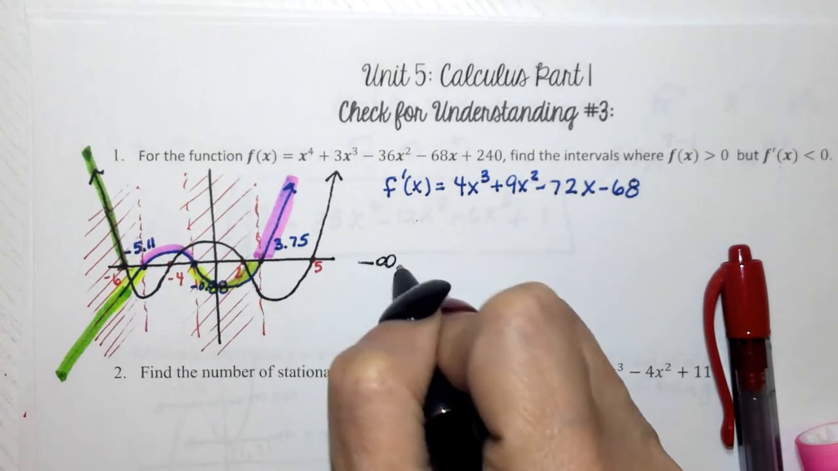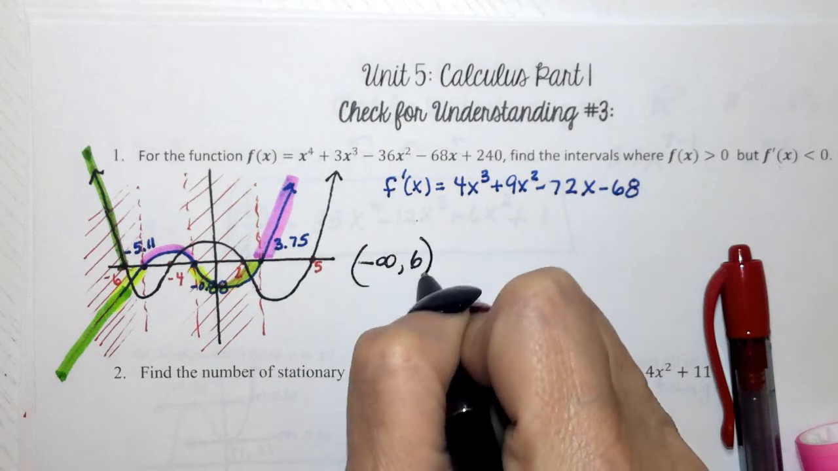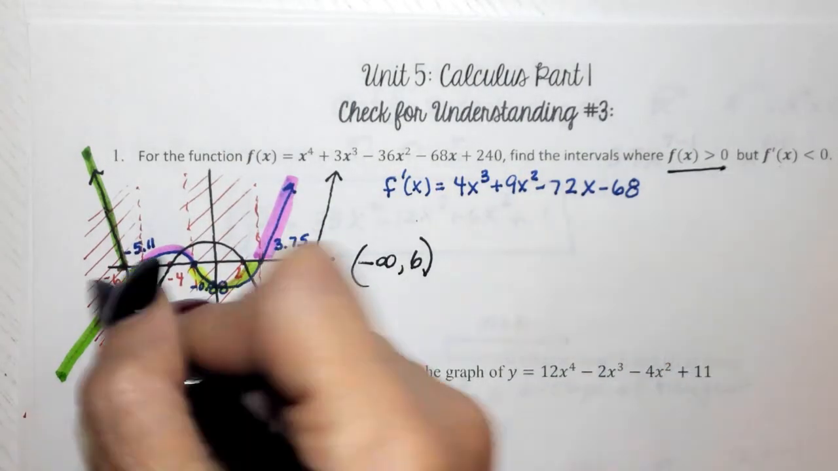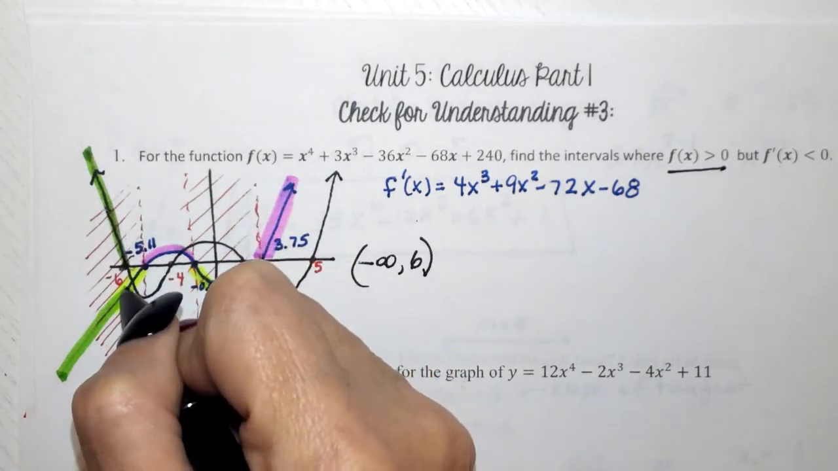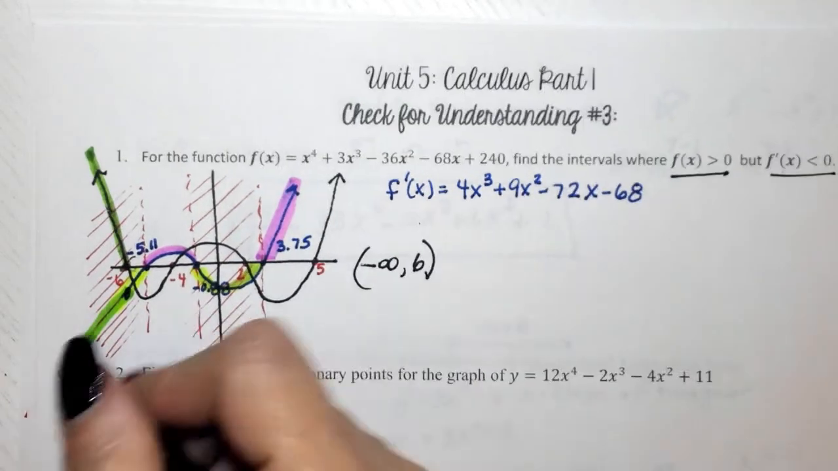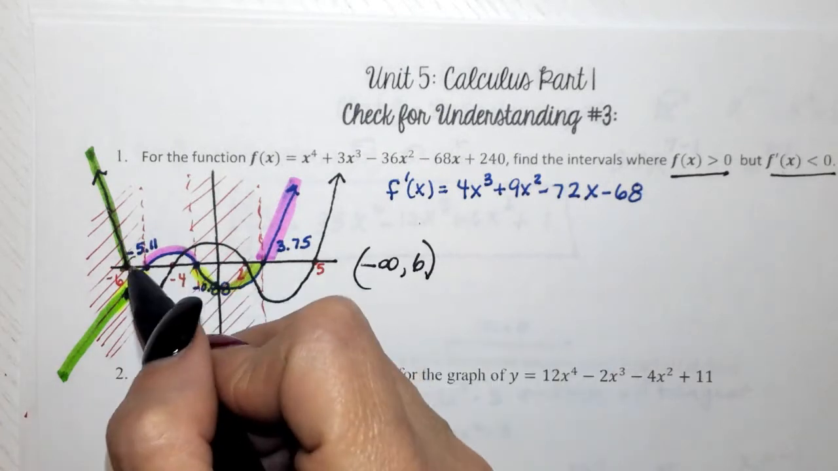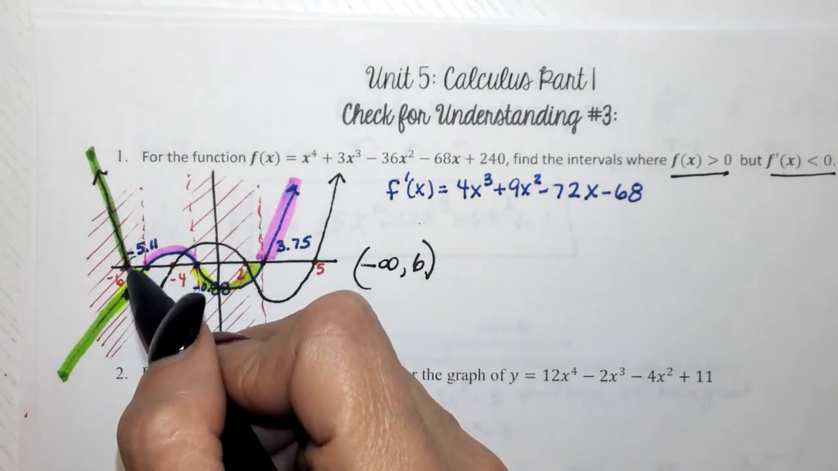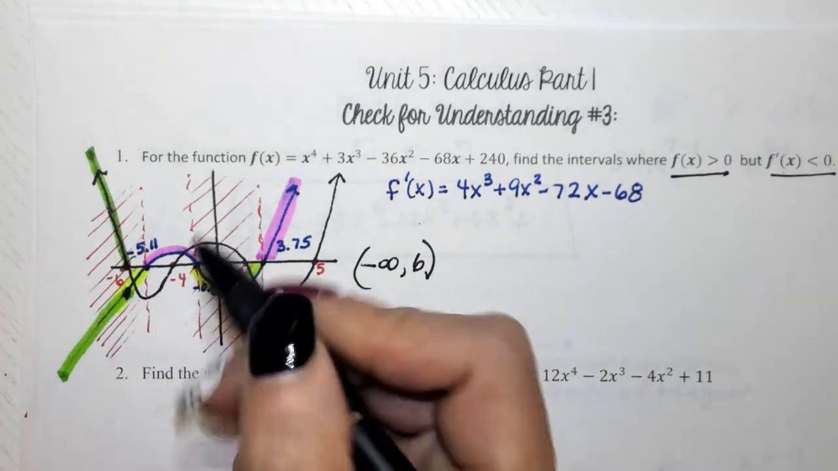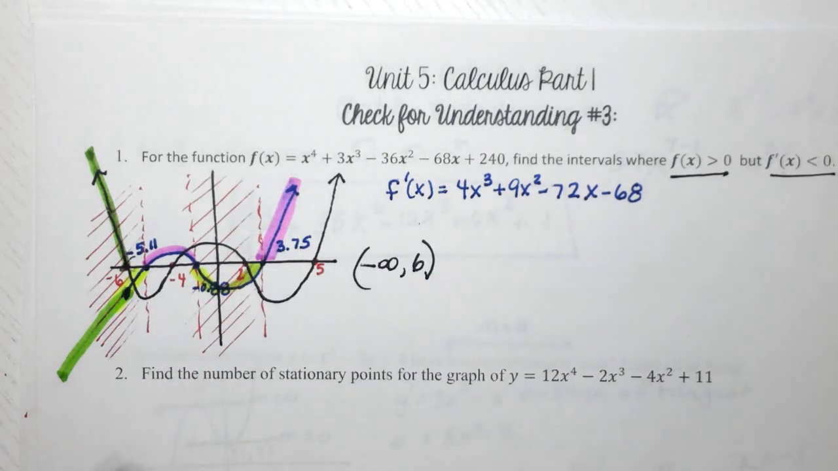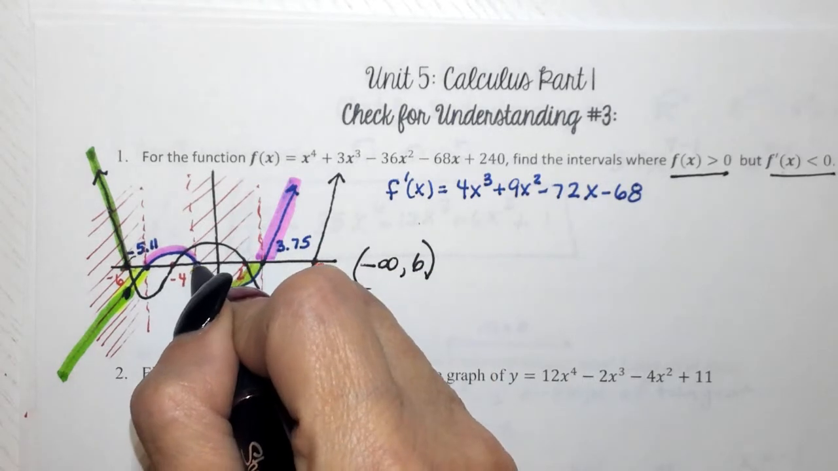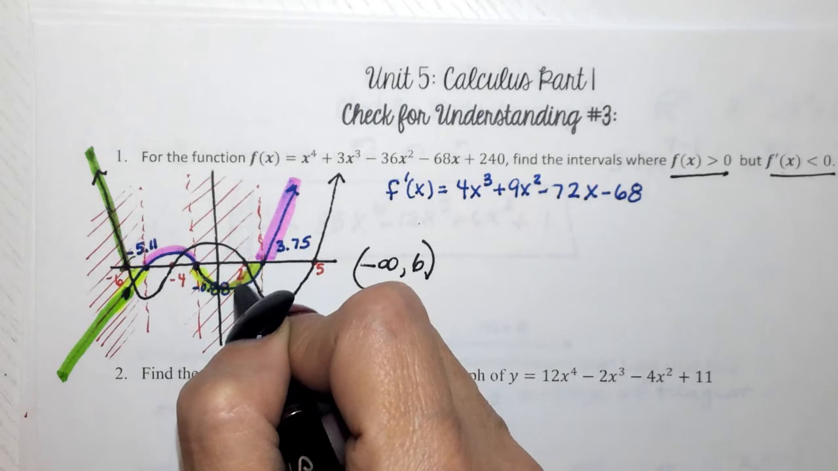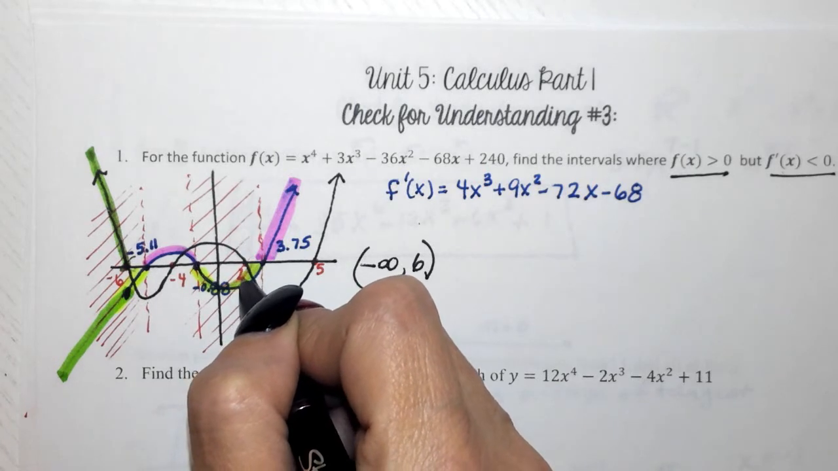So from negative infinity to positive 6, we definitely meet that criteria of f of x being bigger than 0. Yes, we are bigger than 0, and f prime of x being less than 0. Yes, but once we pass that over, after 6, f of x becomes less than 0, right? So we only go all the way to there. So now we want to look again, and let's see. Right here at -4, we're less than 0 here, all the way to 2.